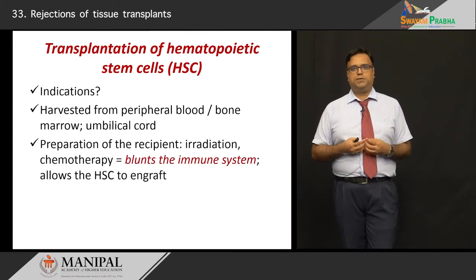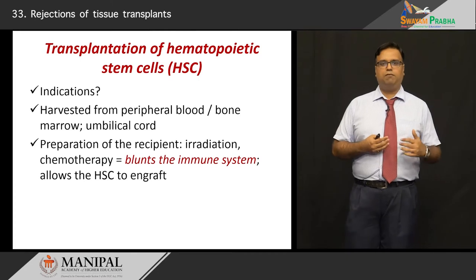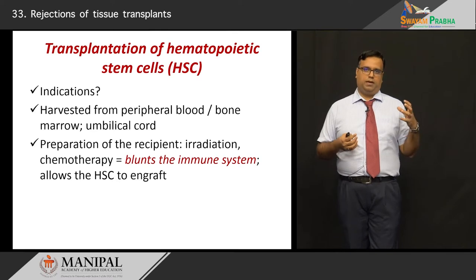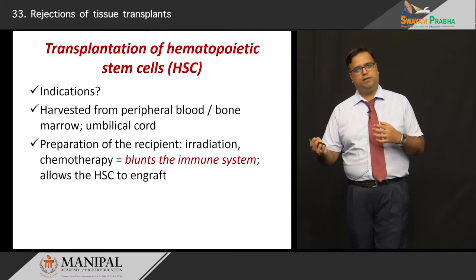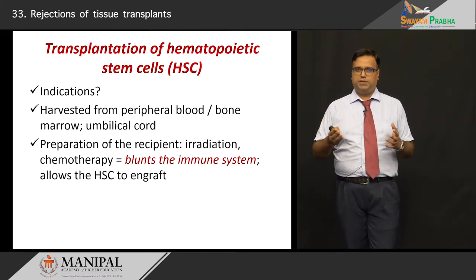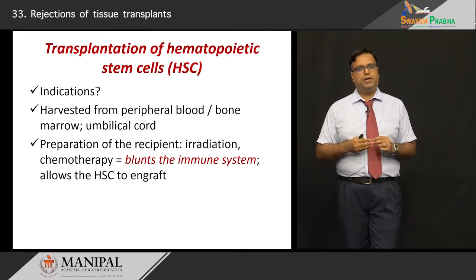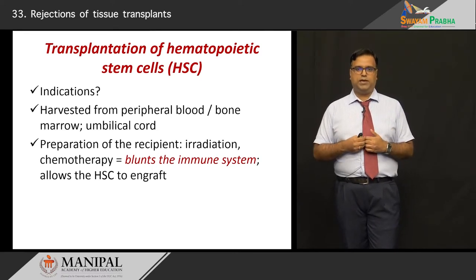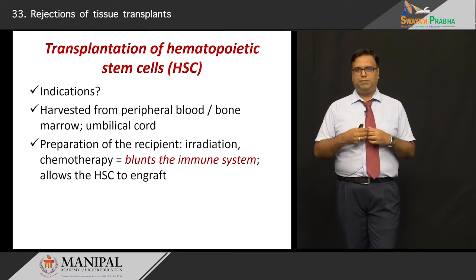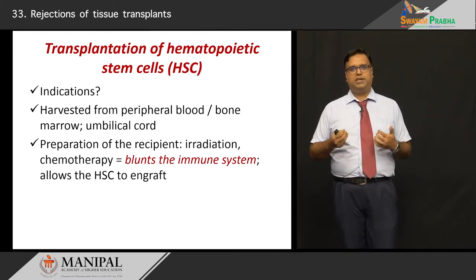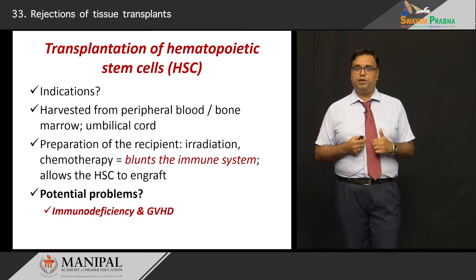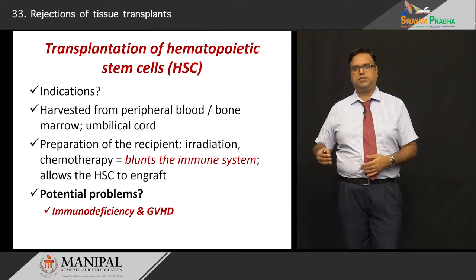Now the preparation of the patient becomes very important. Just a footnote on this, you have to blunt the immune system of the recipient. Imagine this: you are putting immunocompetent donor cells into a recipient who is immunodeficient, relatively speaking. Now there are problems with this, which we'll discuss in the ensuing slides, but remember that you have to irradiate the recipient so as to make him more receptive. You can use chemotherapy, you can use radiation, which basically blunts the immune system and potentiates the graft to be taken up.